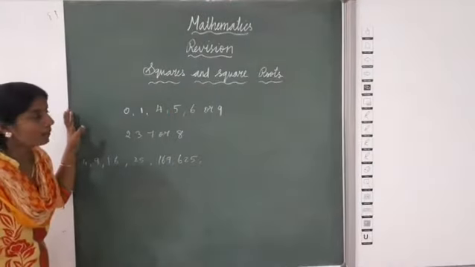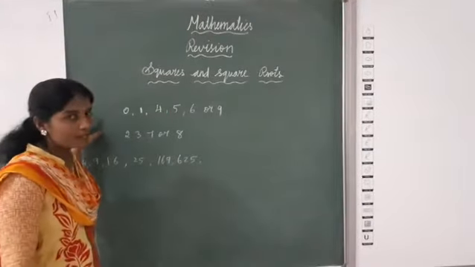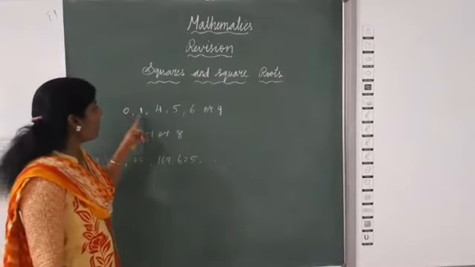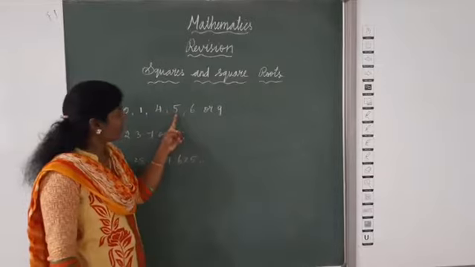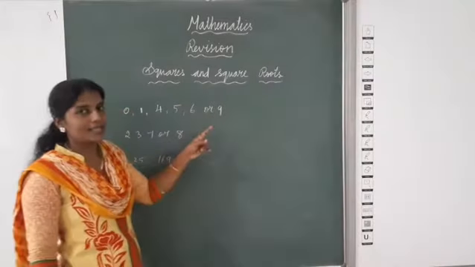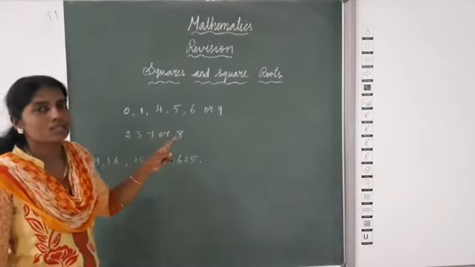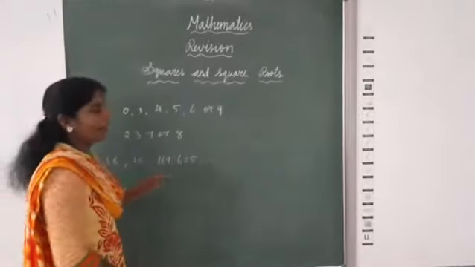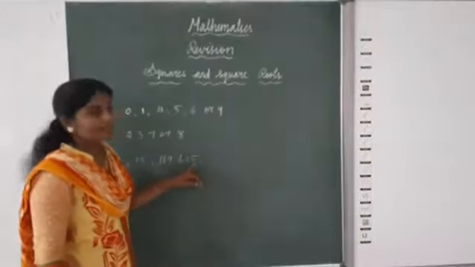What are the square numbers? Do you know what the square numbers are? If the ones digit is 0, 1, 4, 5, 6 or 9, then those numbers are square numbers. For example, 4, 9, 16, 25, 169, 625.